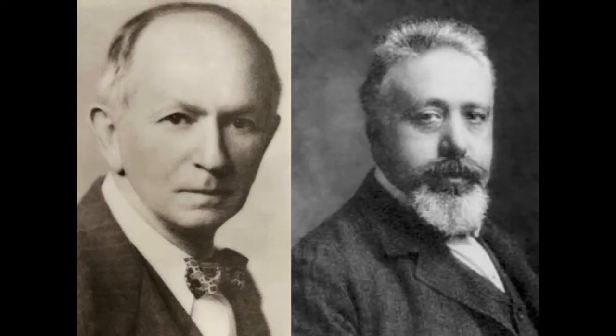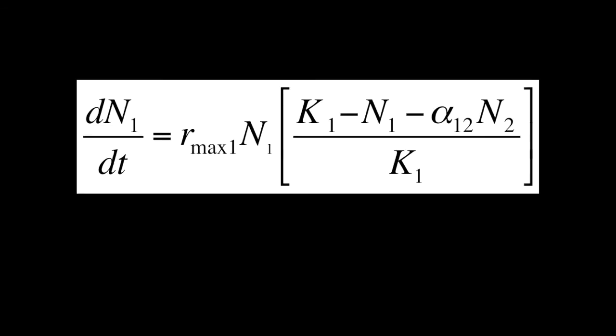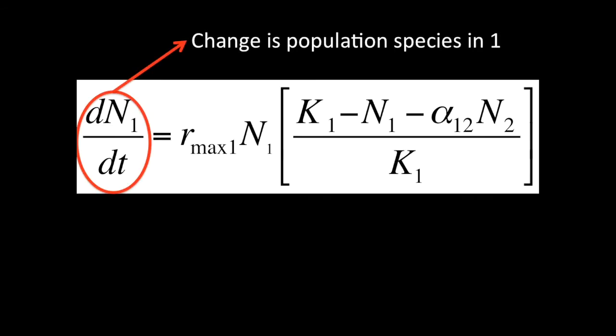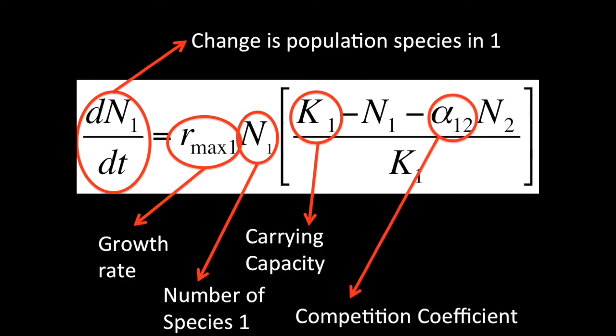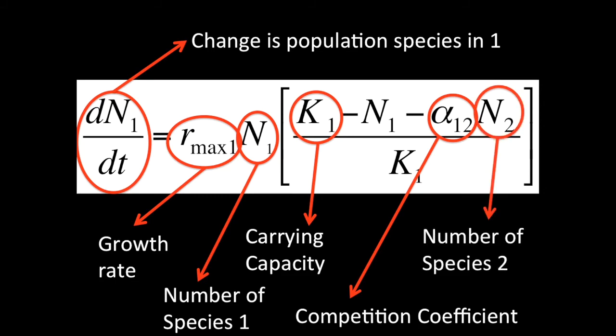To figure out how each species affects the other, we have to turn to these guys, two mathematicians who had the same twist on the traditional logistic growth equation and very different facial hair. According to the Lotka-Volterra model, which is this equation, this is the change in population of species 1 over the change in time, r is the max growth rate, n1 is the number of species 1, k1 is the carrying capacity of species 1, alpha is the competition coefficient, which shows how many of species 2 is equivalent to one member of species 1, and n2 is the number of species 2.